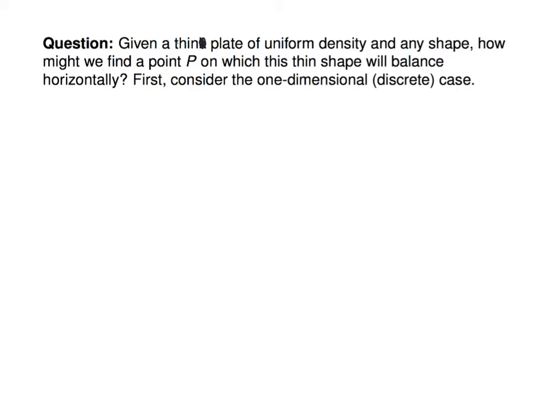So given a thin plate of uniform density and any shape, how might we find the point P on which this thin shape will balance? It's going to be easy if you have, say, a clipboard: the balancing point is just the middle of the horizontal and the middle of the vertical. Does that make sense? Barring this part that's heavy here on the end. So we're going to have some random weird shape and we're going to find the balancing point of it.